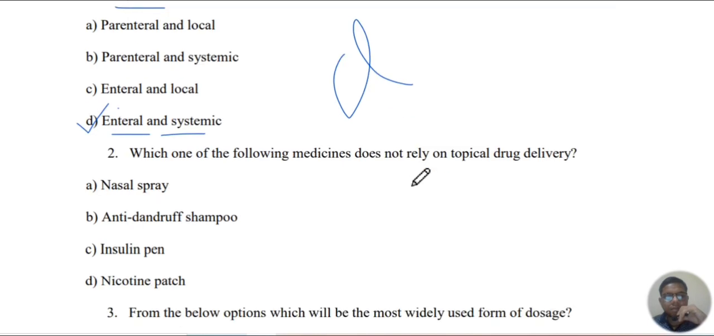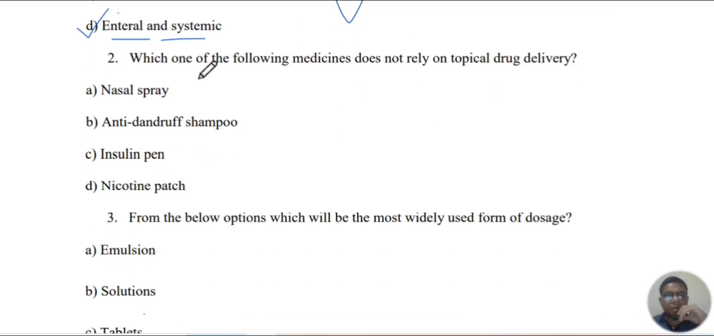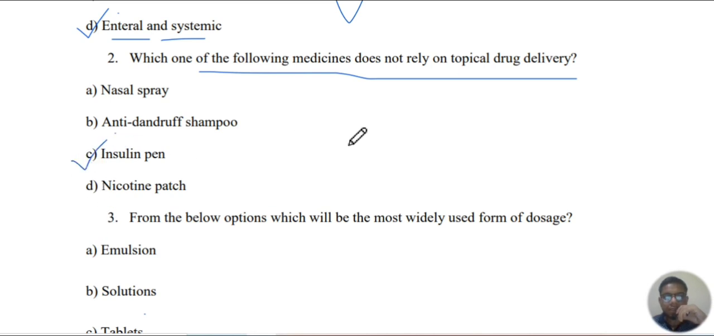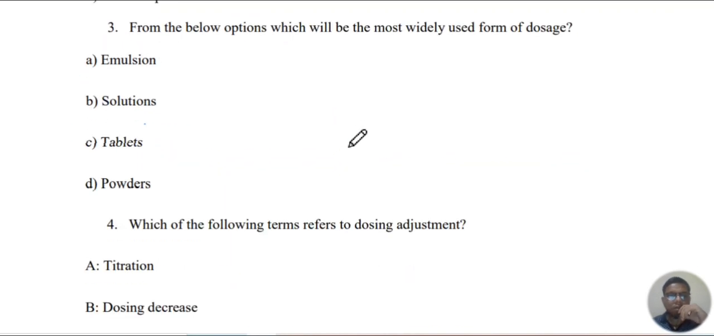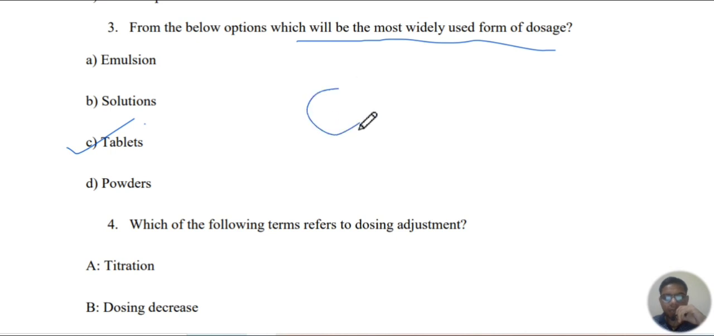Okay. Next is second question number. Which one of the following medicine does not rely on topical drug delivery? The answer is C. Insulin pen. Okay. Next is three question number. From the below option, which will be most widely used form of doses? The answer is C. Tablet.